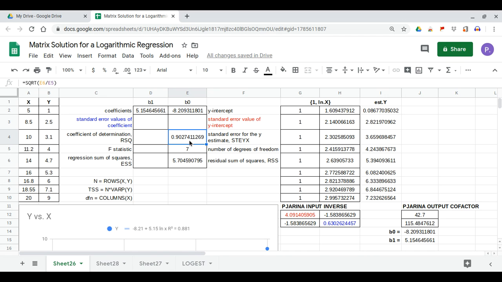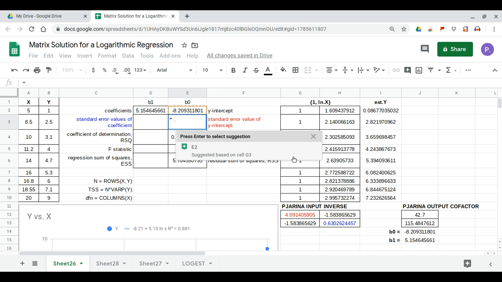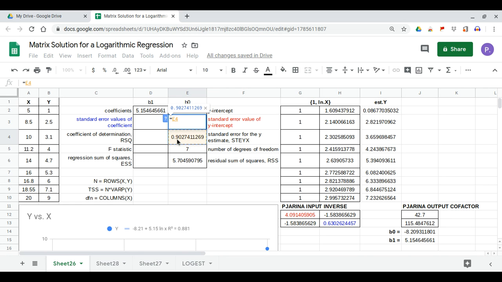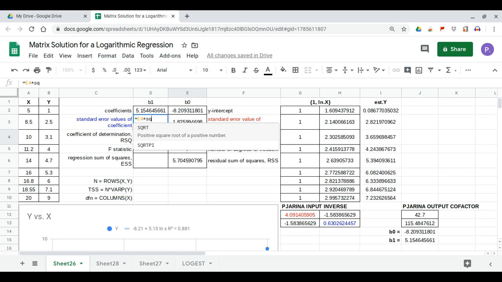Now that we have the standard error of estimate, we can calculate the standard error value of the y-intercept, which is equal to Syx times the square root of this value. And we can calculate the standard error estimate of B1, which is equal to Syx times the square root of this value.